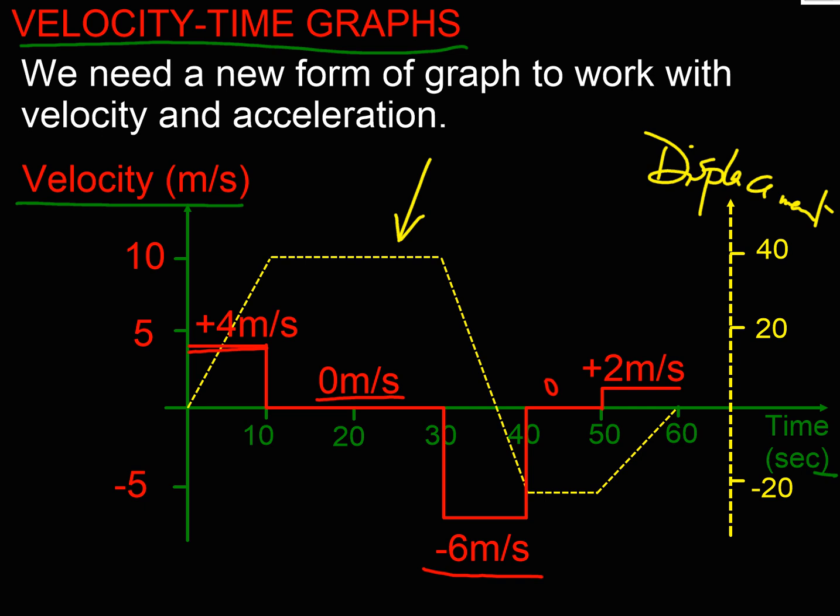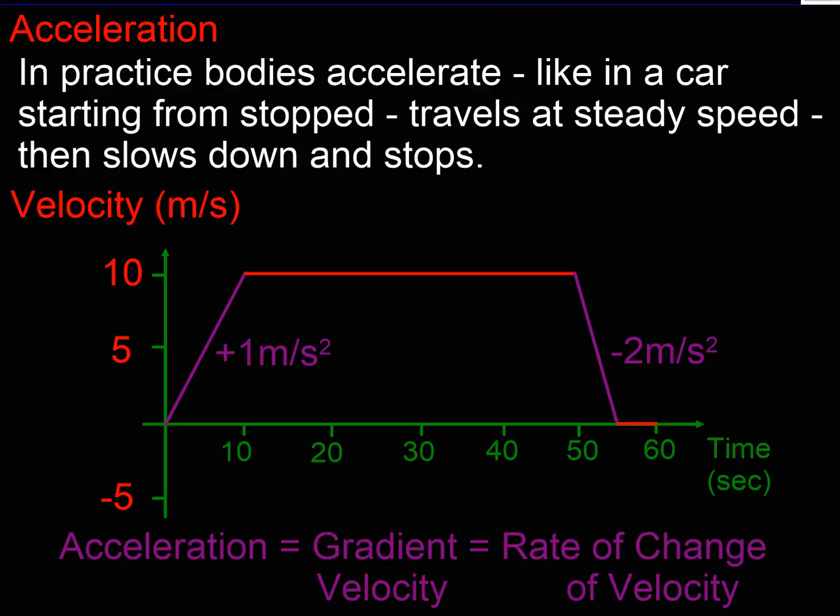But this isn't very realistic, is it? Because we don't really suddenly go from 4 meters a second to 0 and then 0 to -6. That's not how the world works, is it? We have to speed up and slow down. And this speeding up and slowing down is called acceleration. For those of you who drive a car, that's when you put your foot on the accelerator and it speeds you up, or you put your foot on the brake and that slows you down. So let's have a look at what a realistic graph would look like for a velocity time graph.